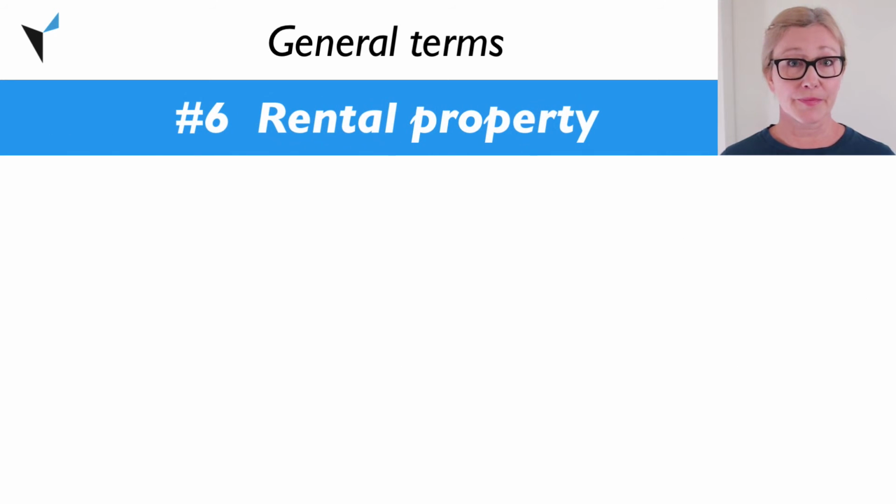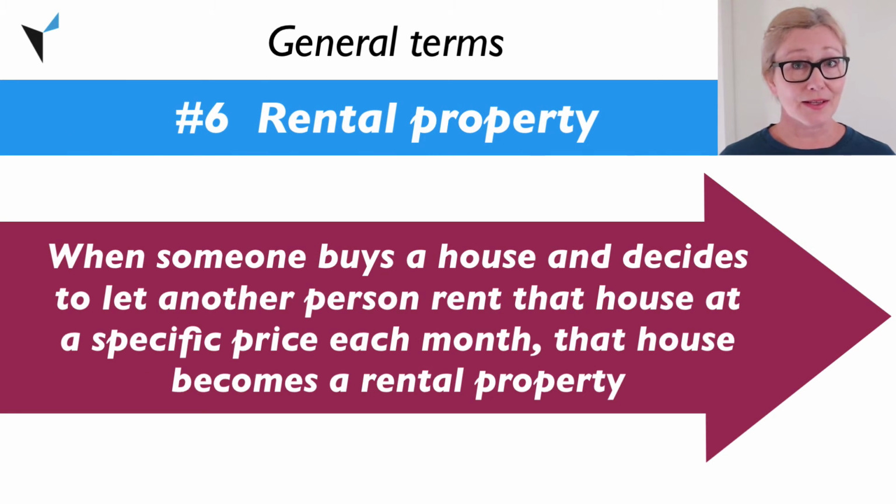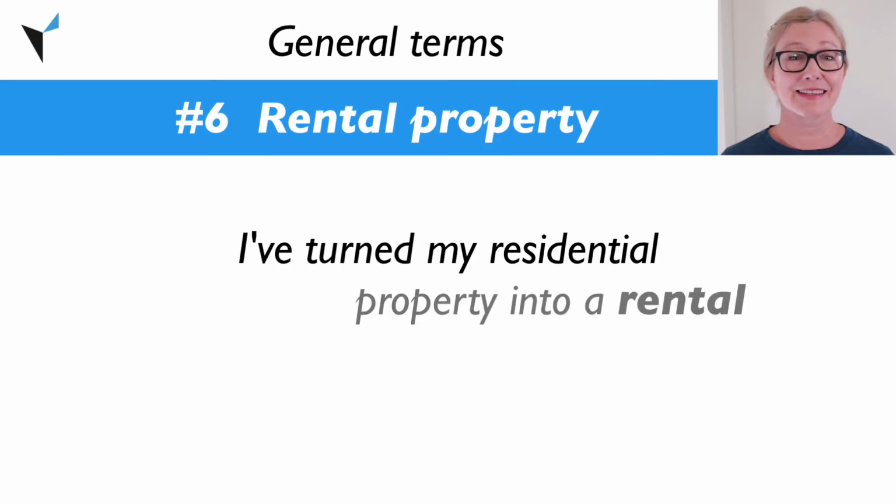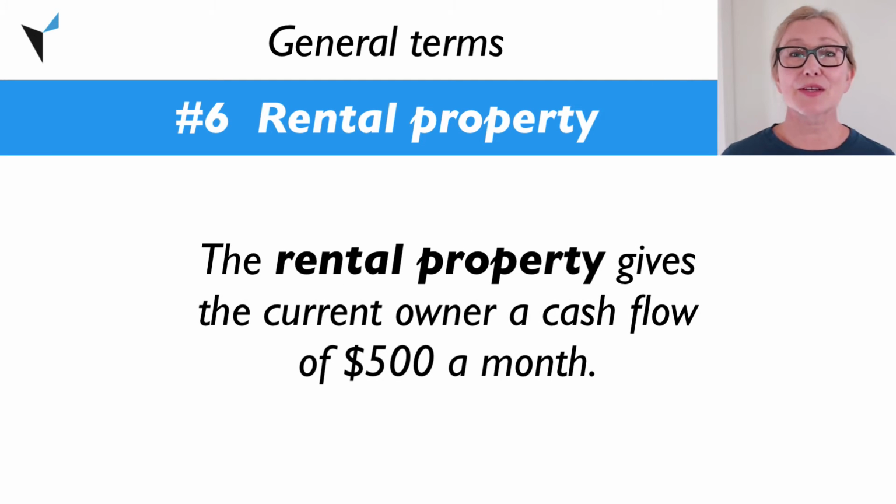Rental property. When someone buys a house and decides to let another person rent that house at a specific price each month, then that house becomes a rental property. Examples. I've turned my residential property into a rental property. The rental property gives the current owner a cash flow of $500 a month.